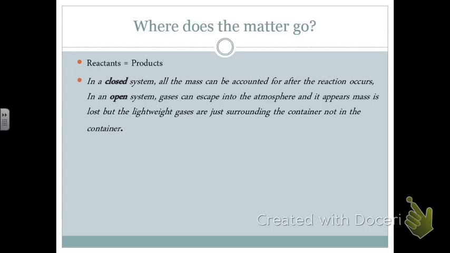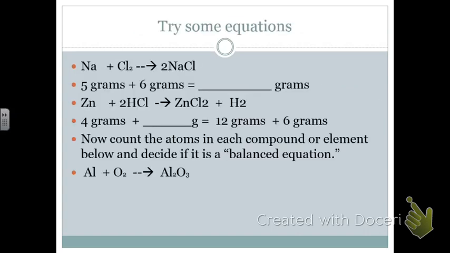However, in an open system, if your flasks, for example, don't have stoppers or ports in them, or tubing, then gas, if that is produced in the reaction, will escape, and it appears that there is mass loss. But it's not. That gas is just out in the atmosphere. It's just not able to be measured. So let's look at some equations that we can do together, and we'll pause right here and see if we can figure out the answers.